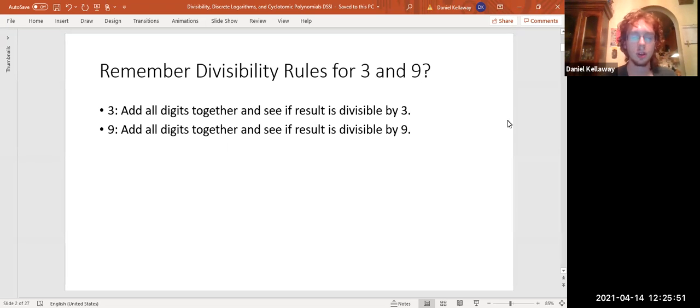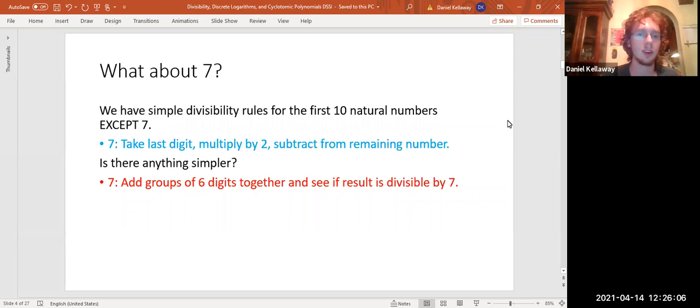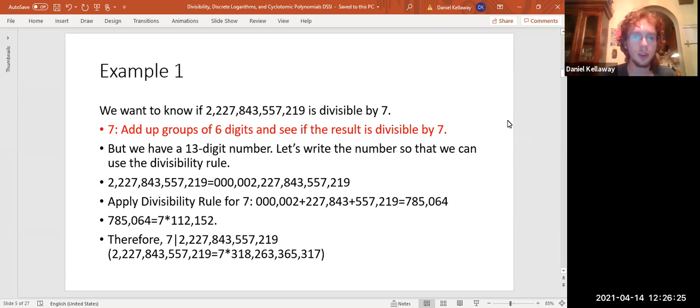You may remember learning about divisibility in a previous class, but one rule remained elusive, the one for 7. And when you look at Google, it doesn't seem to be made much easier. It feels like you're dividing by 7 still, even though it's not quite that. So a simpler, or faster, rule is taking groups of 6 digits together and adding them up, seeing if the result is divisible by 7.